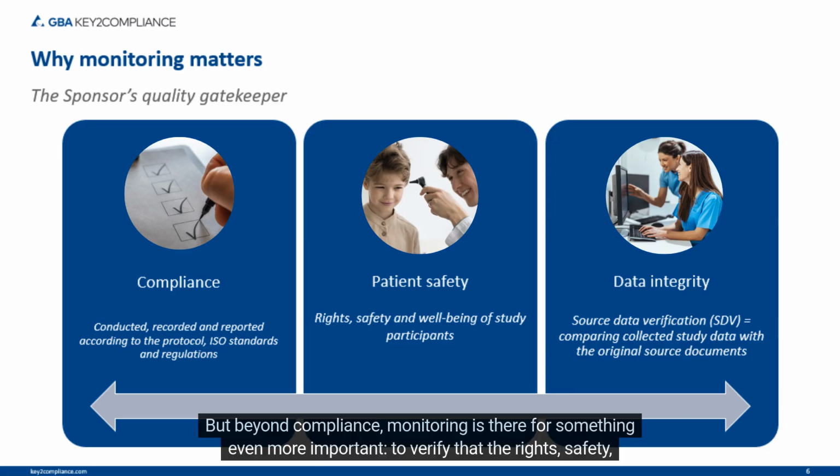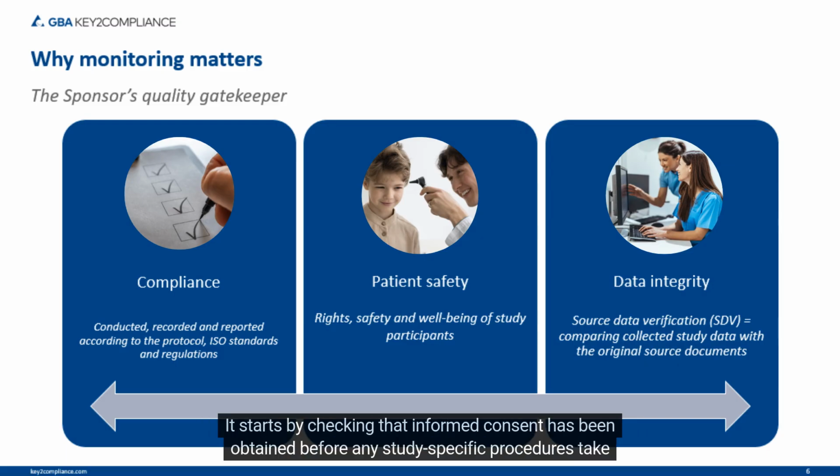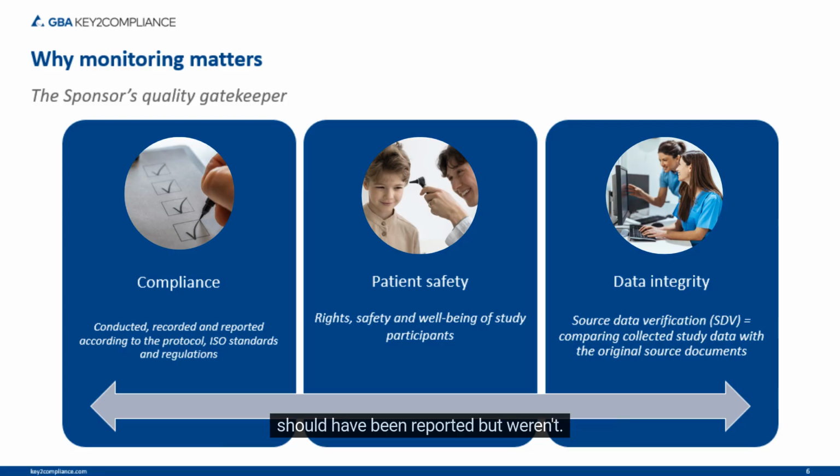But beyond compliance, monitoring is there for something even more important: to verify that the rights, safety, and well-being of study participants are protected. It starts by checking that informed consent has been obtained before any study-specific procedures take place. Then comes source data review, or SDR, which is an overview of the medical records and other available documentation to check if something important might have been missed. For example, safety events that should have been reported but weren't. This review is about spotting what should have been entered but isn't there.